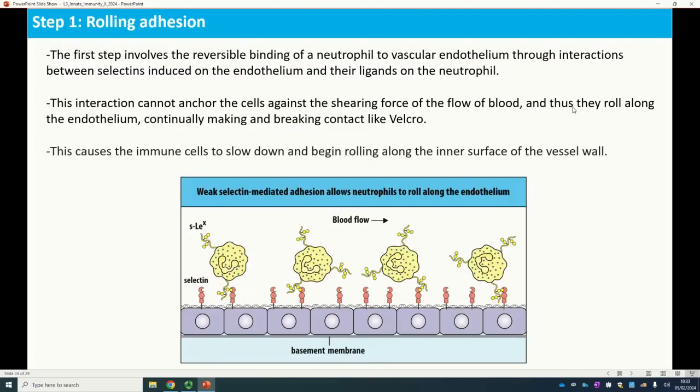If we look at the process of extravasation, first of all, we have this rolling adhesion. We're getting this reversible binding of the neutrophil to the vascular endothelium, and it's rolling over. You see we've got the flow of blood in this instance, and this interaction is not strong enough to anchor that cell against the force of blood. You can imagine a situation where they're forming almost like a Velcro contact. It's sticking down, but then it's peeling off, and it's rolling over, and it's continuing to stick. But it's causing the cell to slow down effectively on that inner surface of the endothelium and the vessel wall.